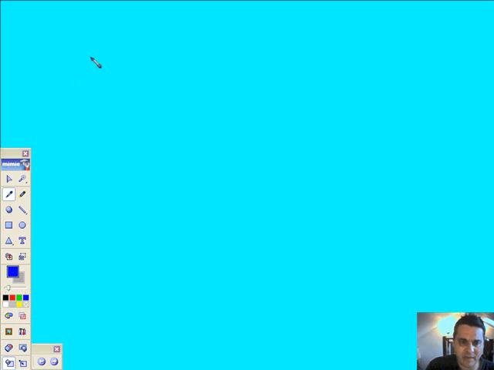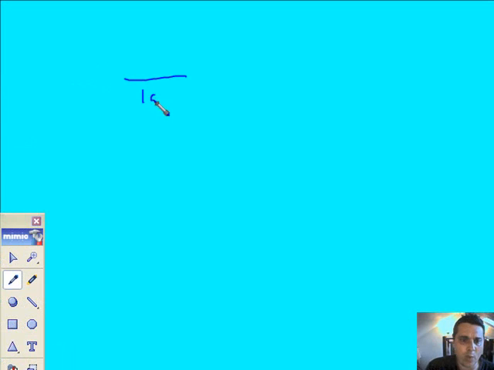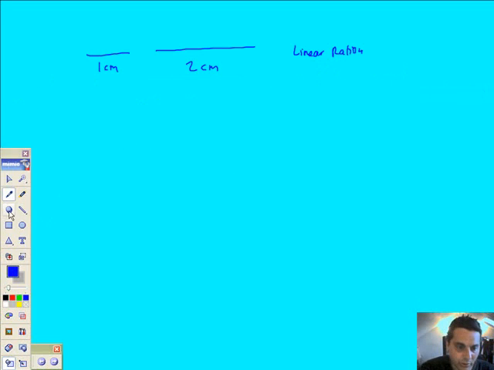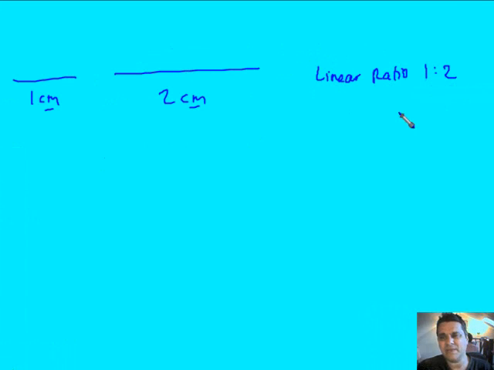Here I have a line, let's call it 1 centimetre long. Here I have a line 2 centimetres long. Again, it's obviously very rough. Now the ratio of the short line to the longer line is clearly 1 to 2. So if I write down here linear ratio, in other words the ratio of the length of one line to the other, it is going to be 1 to 2. Now the units are comparable, centimetres and centimetres, so I don't have to write centimetres there. So linear ratio is 1 to 2.